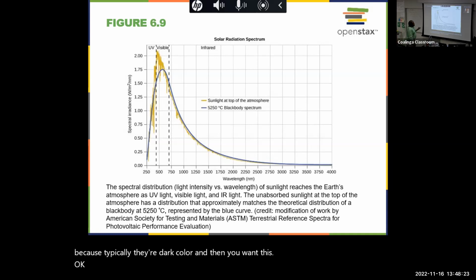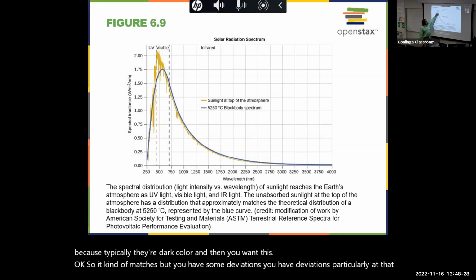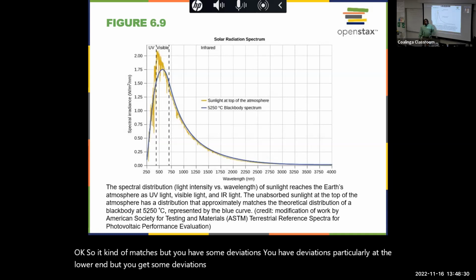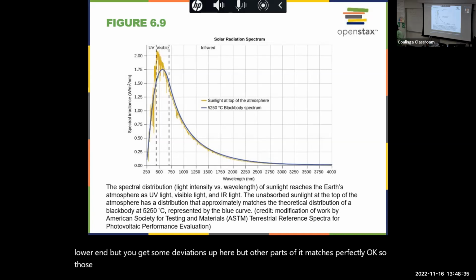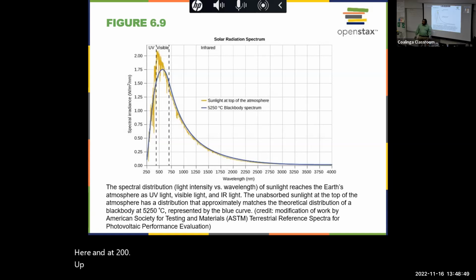So it kind of matches, but you have some deviations. You have deviations, particularly at that lower end. But other parts of it match perfectly. Okay, so those upper wavelengths are on top of it, where those lower wavelengths aren't. Notice where the deviations are, the wavelengths skewed, right? Here at 200 up to, I guesstimate, about 450, right? If you guys look in terms of your spectrum, what is in that area?